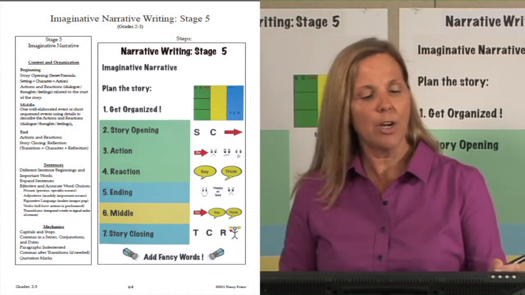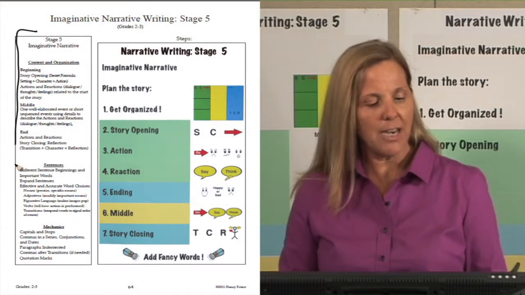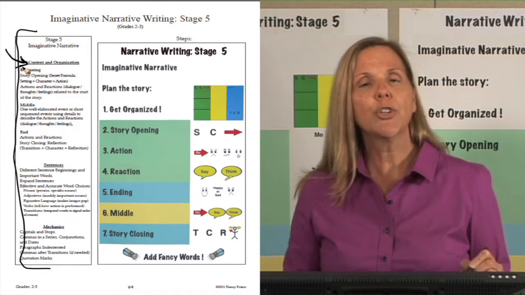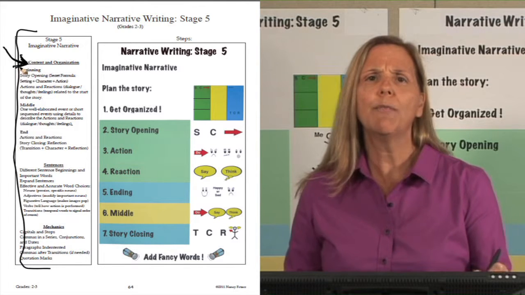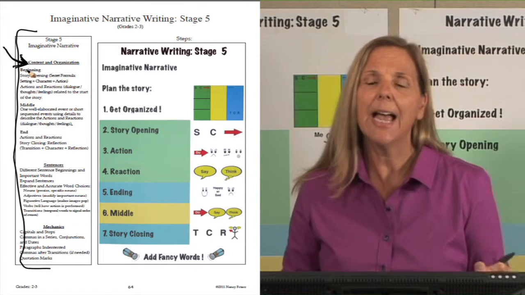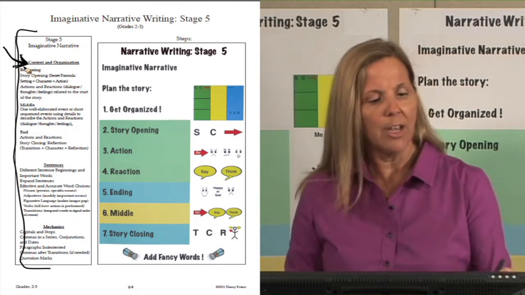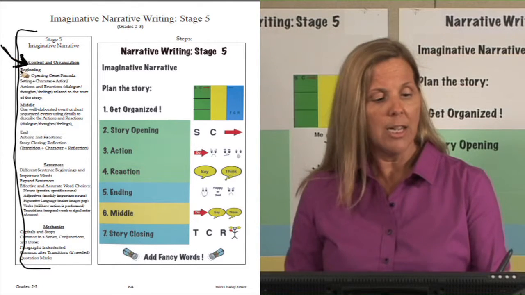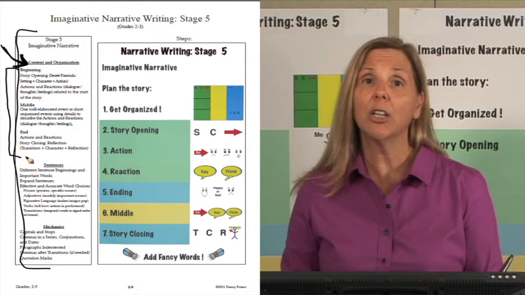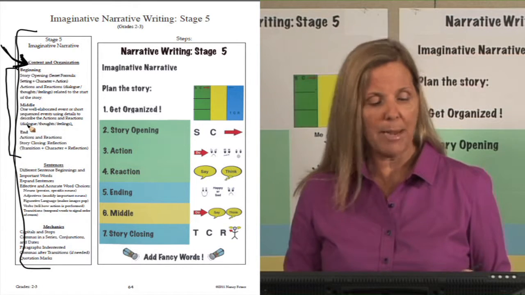On page 64, you will see the imaginative narrative checklist. When your students finish writing, use this checklist in order to evaluate their papers, to assess how well they're writing at a Stage 5, what content and organization needs to be at this level. And it's all listed here for beginning, middle, and end, what you should find in their paper.